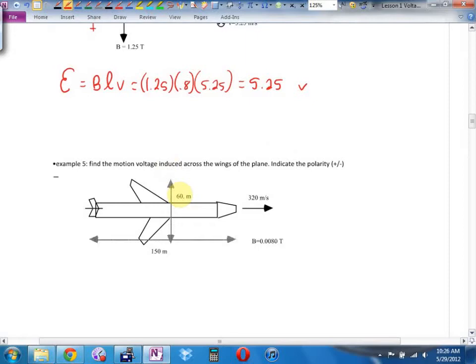Here's an airplane. Here's the velocity, and we're going to assume the magnetic field is downwards. The magnetic field is into the Earth, heading back down. The voltage is equal to BLV. The magnetic field of the Earth varies, but we're going to say we're close to the North Pole, so 0.08.